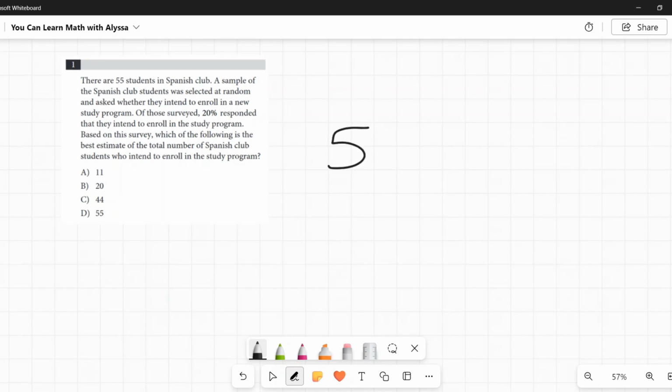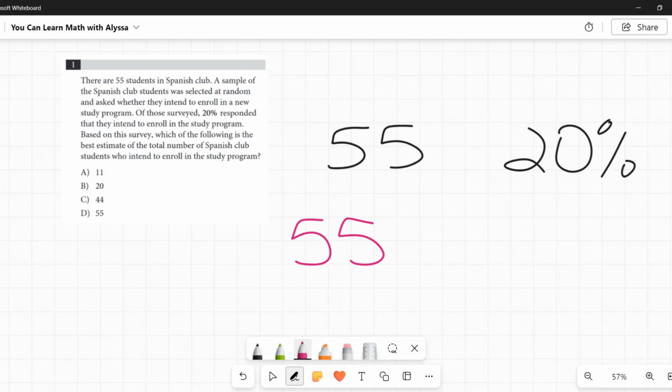So we are starting with 55 students, and we are told that 20% say they intend to enroll. And we want to know what's the best estimate of how many students that is. So a couple of ways you can look at this. We are allowed to use calculators on this. So we want to know what is 20% of 55. So if you're using a calculator, you would say 55 times 20%, which is 0.2. And that's going to give you 11.